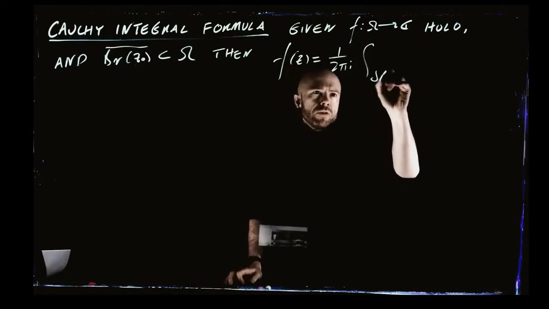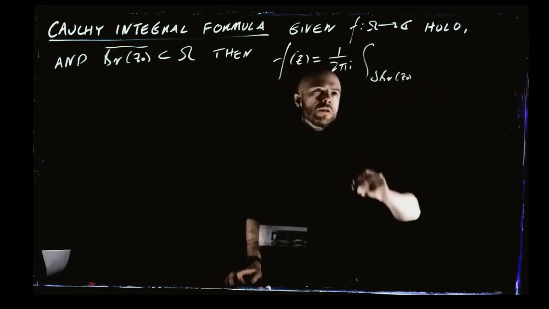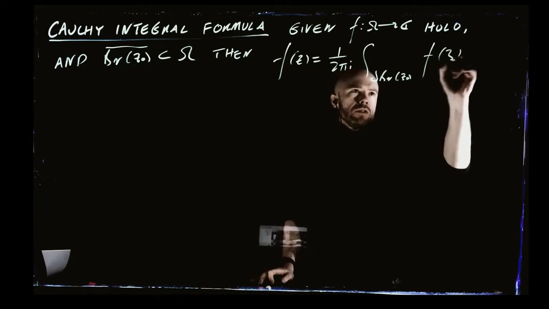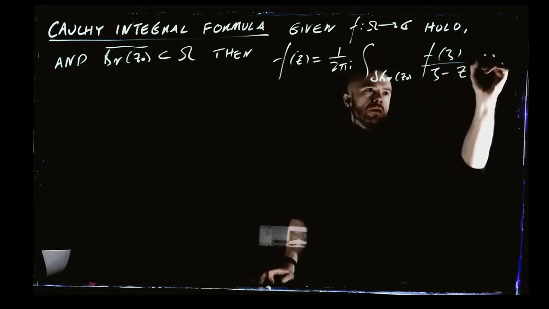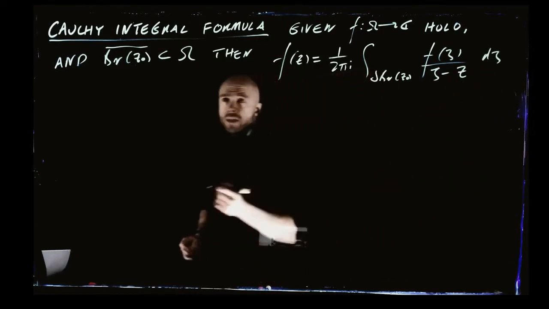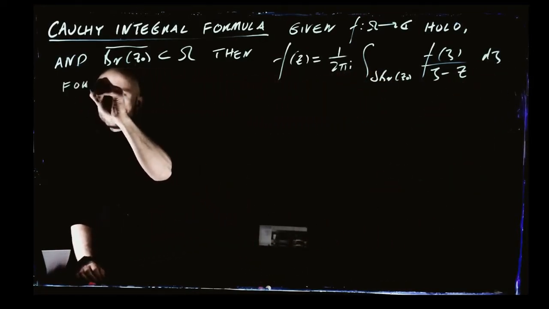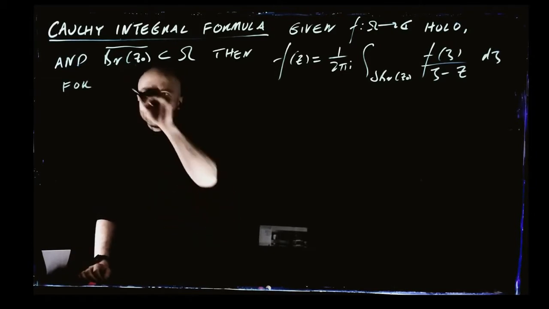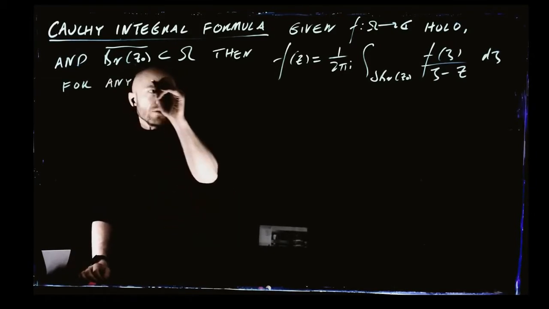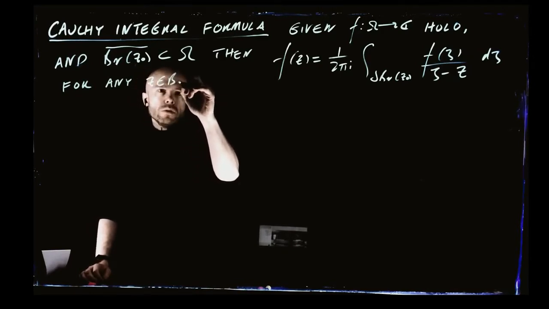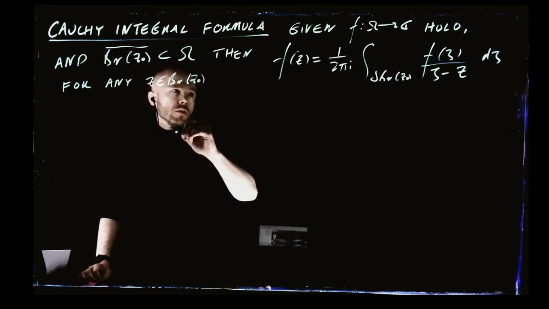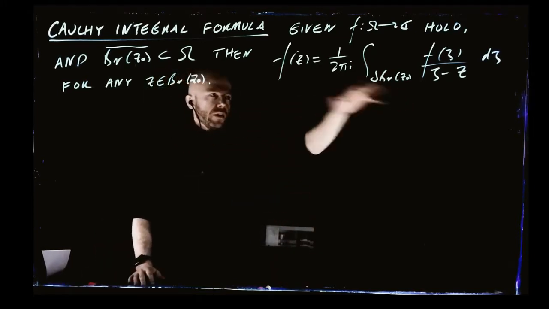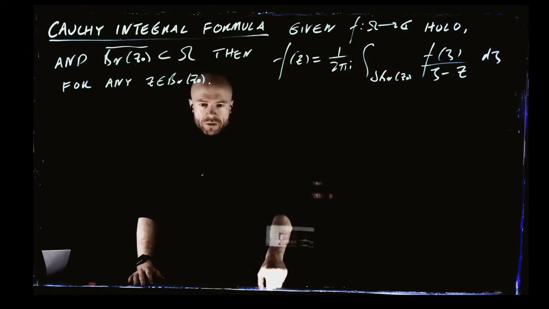the integral around the boundary of the ball of f of zeta over zeta minus z d zeta for any z inside the ball. Okay, give me a sec. For any z inside the ball of radius r around z0. Okay, so this is the statement that we have, right?